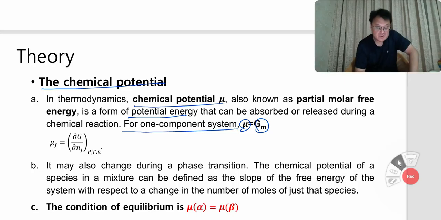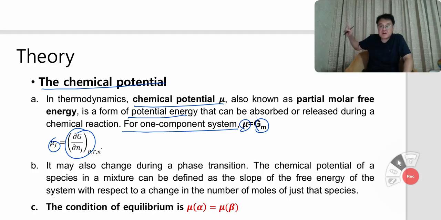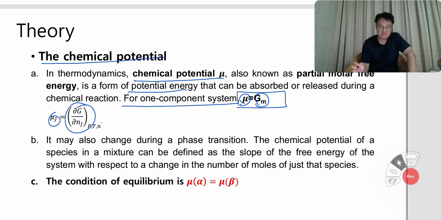So the chemical potential can be given as the first order partial derivative of Gibbs free energy with respect to number of moles, considering that pressure, temperature, and the number of moles of other components remain the same. So basically, when you have only one component, this is simply the Gibbs free energy for one mole. That is chemical potential, right? So molar chemical potential.